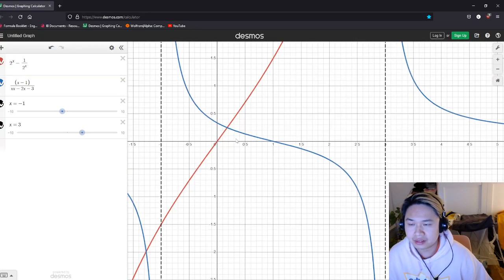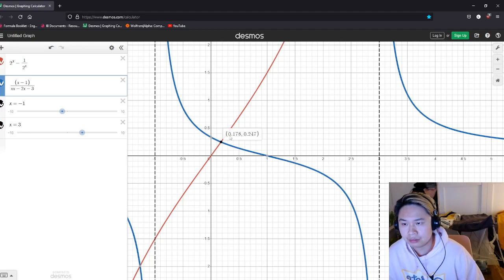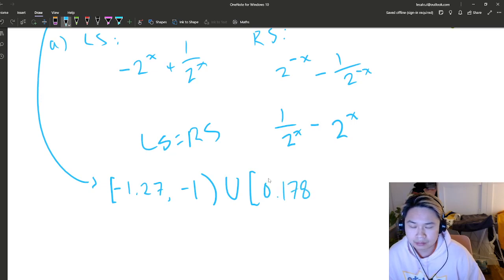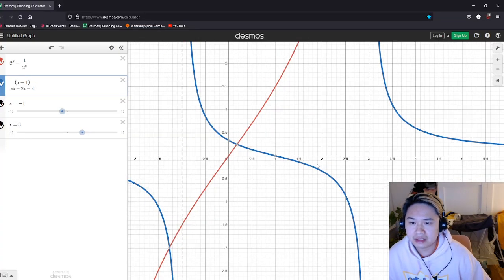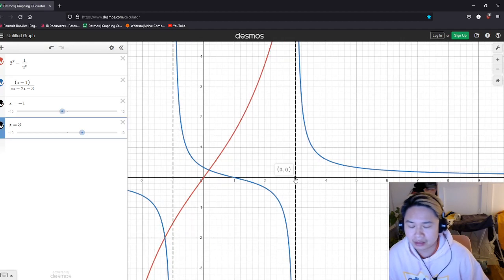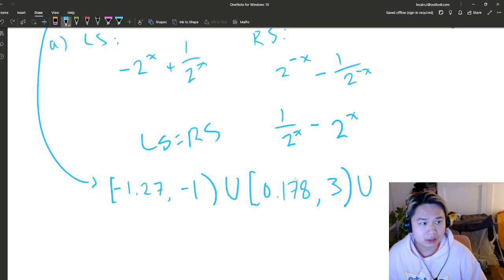The next interval is right here. So at 0.178. And that's an inclusive one. All the way till our second asymptote, which is 3. Exclusive. Or you can use the reverse square bracket, or you can use inequalities if you want to.